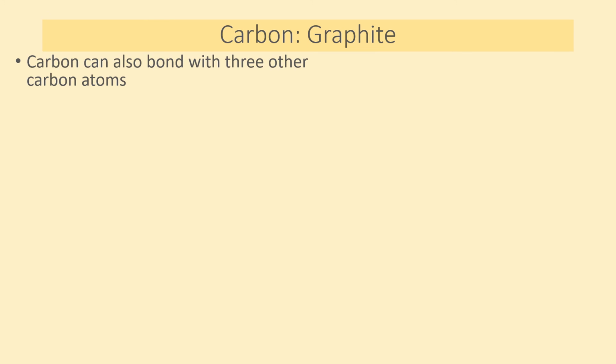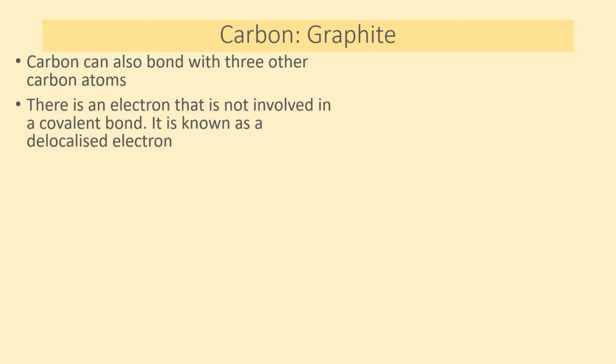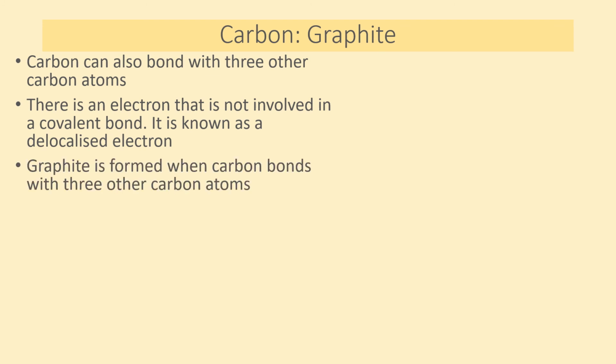Now, carbon can also bond with 3 other carbon atoms. When it does that, it forms something called graphite. In that case, we have a spare electron going around. And that electron is not involved in a covalent bond. It's known as a delocalized electron.